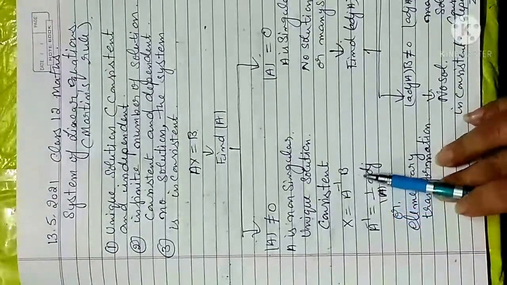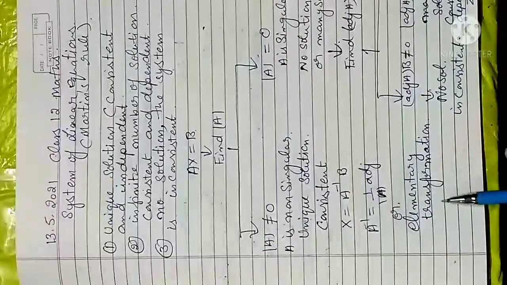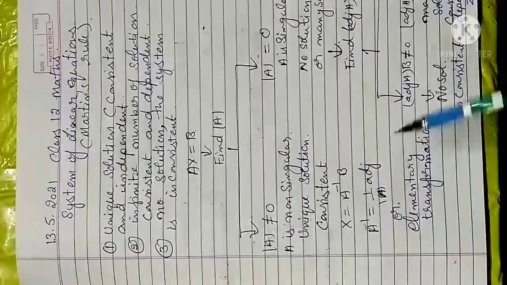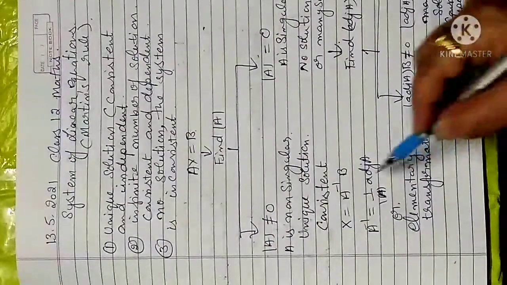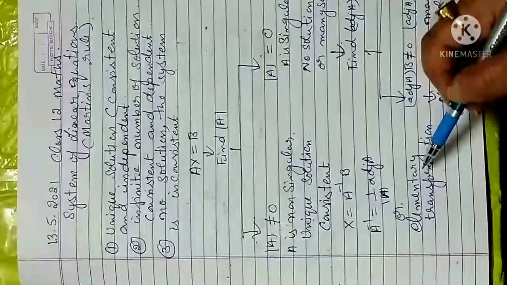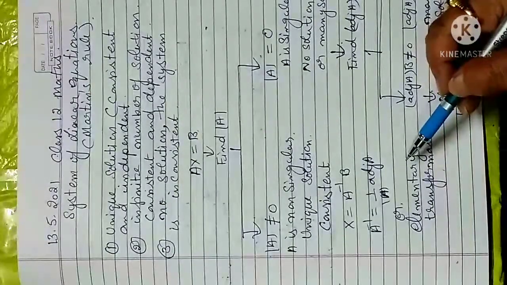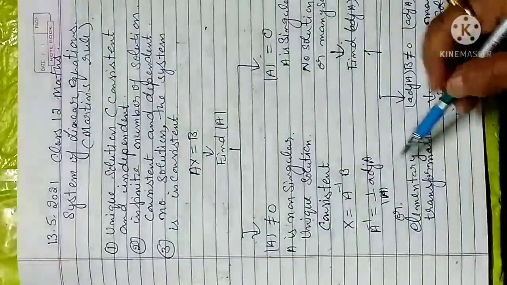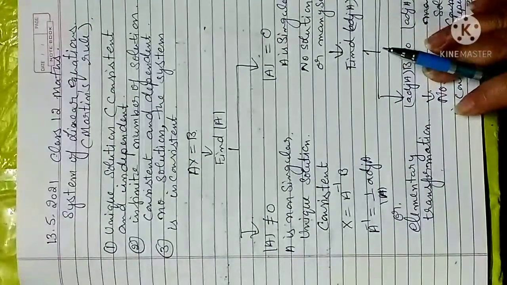X is equal to A inverse B, and A inverse you can find by two methods, either the elementary transformation method, row or column, or the adjoint of A matrix divided by the determinant of A. You can follow either method. Whenever in your question it is given that you need not find the solution, you just have to tell whether this particular equation is consistent or inconsistent. If it is consistent, there are two types: one is dependent, one is independent. That you have to mention.